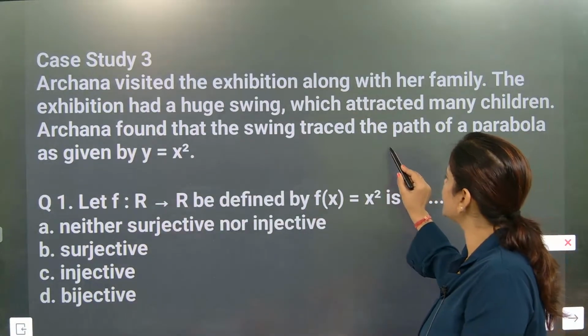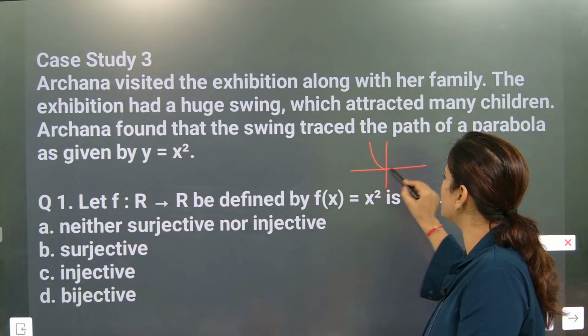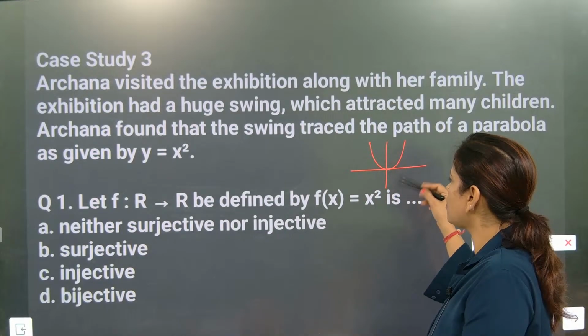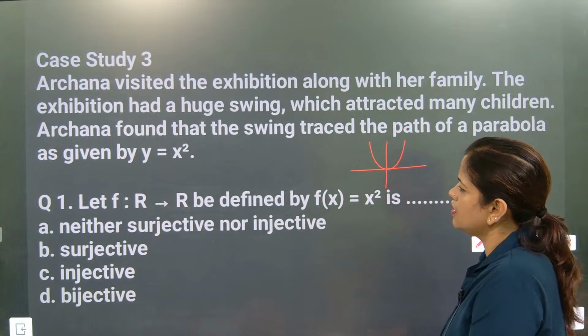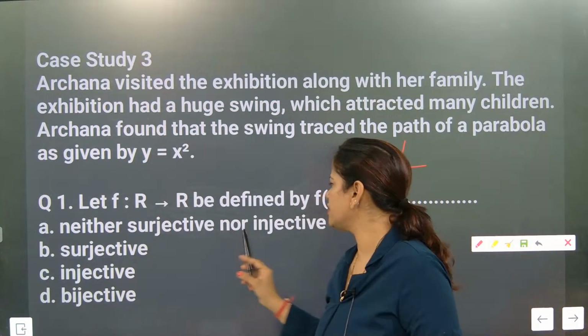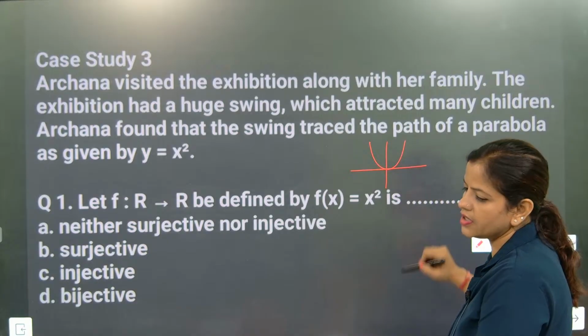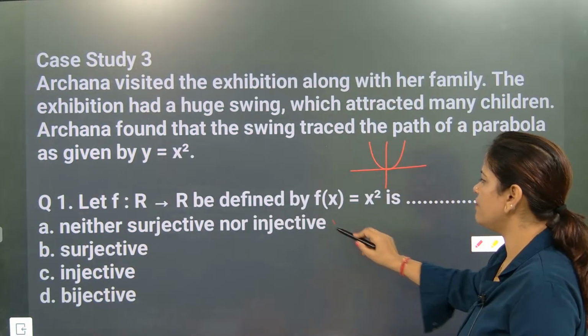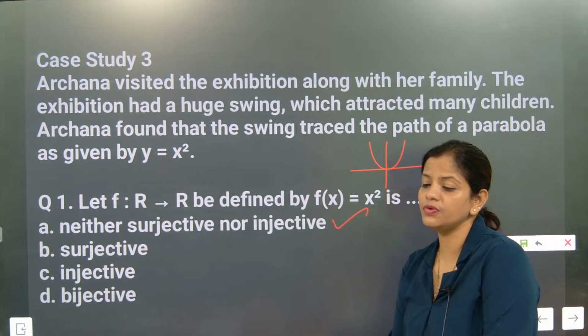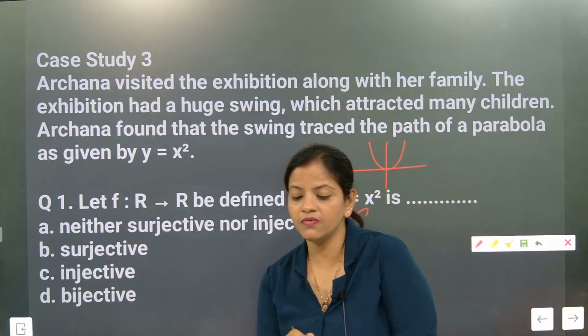y = x². So definitely x² will go like this. So this is not onto, this is into. So it is neither surjective nor injective, it is many-one into. So definitely option A will be the correct answer. This is many-one into.